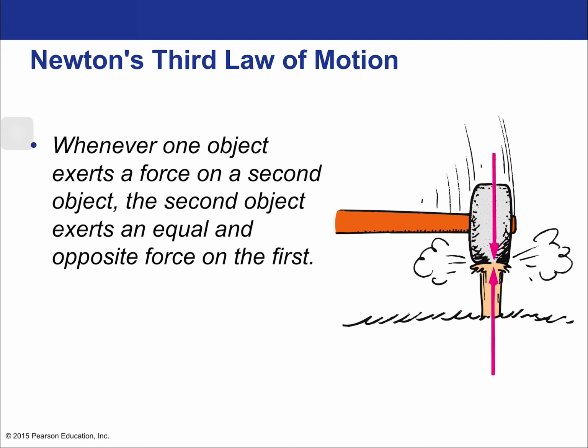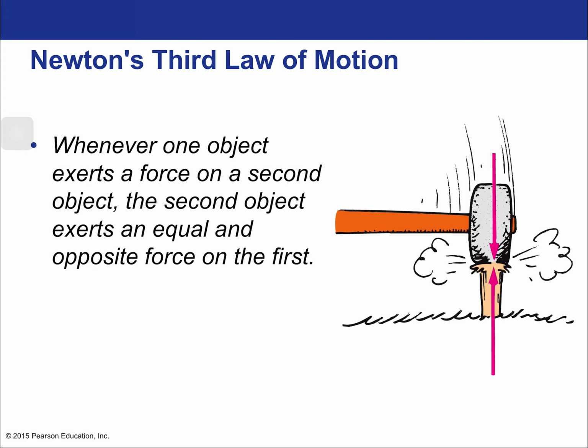Okay? So Newton's third law of motion says, whenever one object exerts a force on a second object, the second object exerts an equal and opposite force on the first. For every action, there is an equal and opposite reaction. Opposite in direction. Okay? That's what the opposite means. So there is a directionality that's inherent in the definition of Newton's third law.